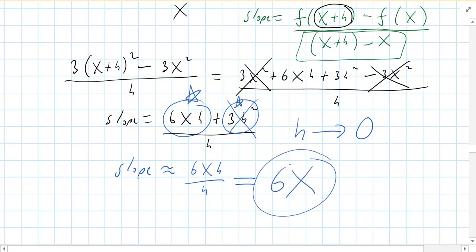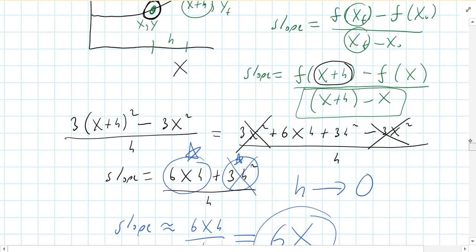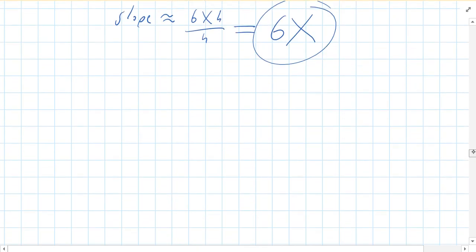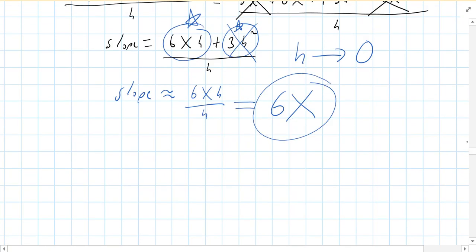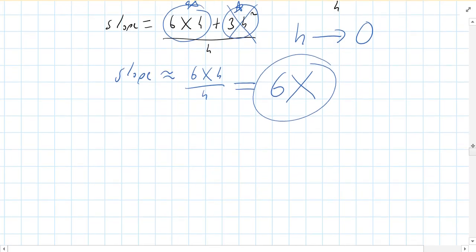Now, it turns out that that is the exact slope at any point. So for instance, if this x value was 2, let's say, okay, then your slope at that moment would be 6 times 2. Your slope would be 12. So this slope right here would be exactly 12, okay? So that's called the difference quotient.